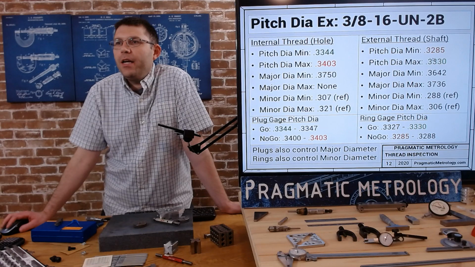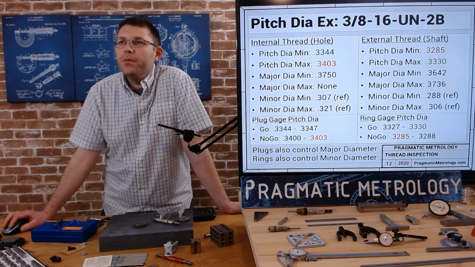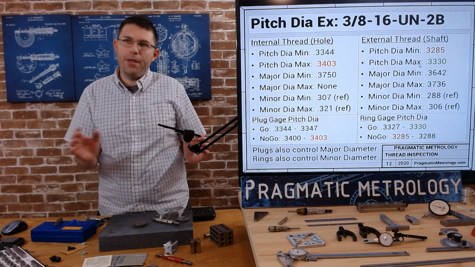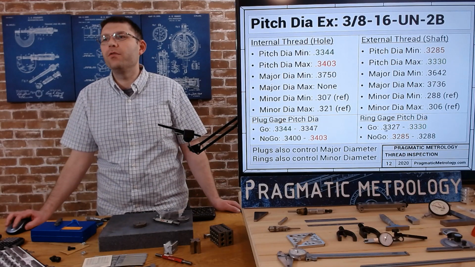On the other side, you have 0.3330, 0.3330, 0.3285, 0.3285. So you've got the same situation. Your Go side, your minimum and your maximum are both being shrunk by 3/10,000ths of an inch to allow the gauge manufacturers a little bit of tolerance.